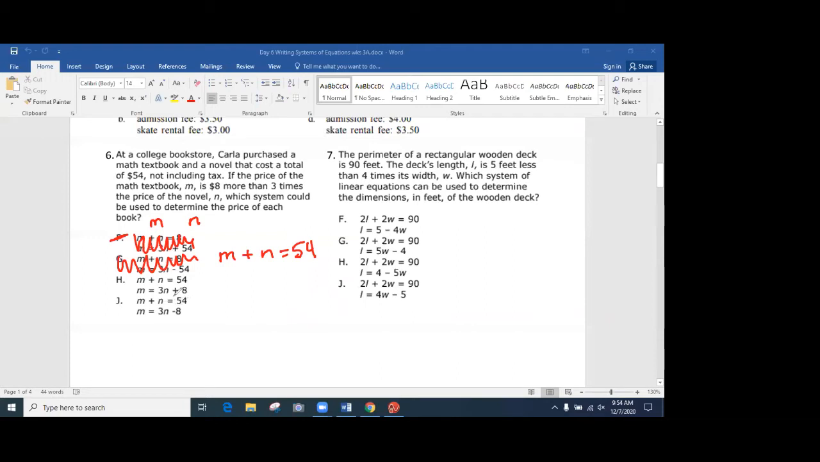Now, what's the difference between H and J? They've already told you the second equation, except for one thing. They want to know, is it going to be 3N plus 8 or 3N minus 8? All right, so let's look at the next sentence. If the price of a math textbook is 8 more than, would more than be plus or minus? Plus, and the one that has the plus would be H.